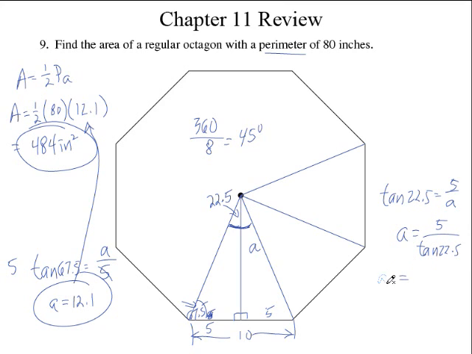Try either one of them and you'll still get the same thing. You'll still get 12.1, however you want to do that. Hope I didn't confuse you any more. Let's finish this up. We've got one more to do.